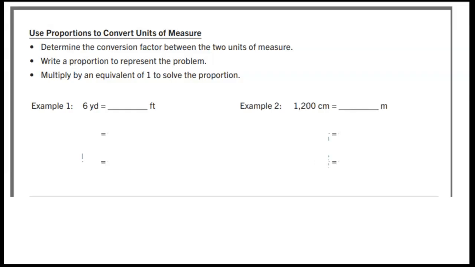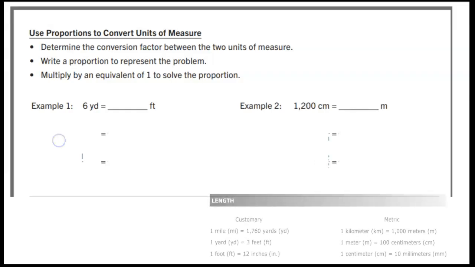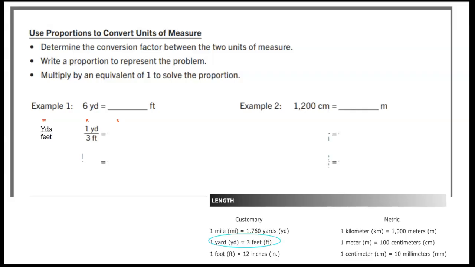Example 1, 6 yards is equal to how many feet? If we look at our reference materials under length, we know that 1 yard is equal to 3 feet. Using WKU, our word ratio is yards over feet. Our known ratio is going to be 1 yard over 3 feet, which we got from the reference material. And our unknown ratio is 6 yards is equal to X amount of feet.